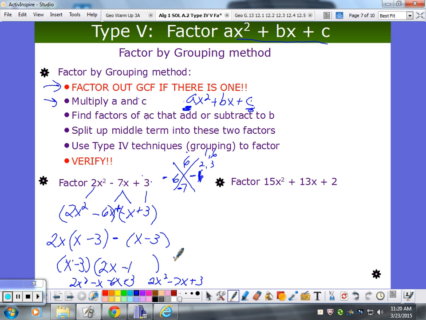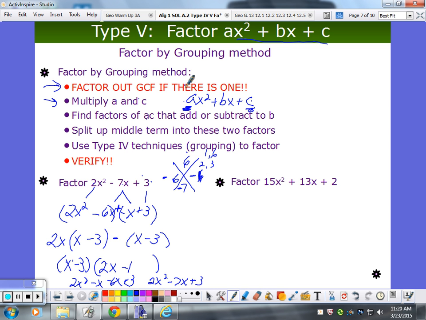All right, let's try it again. All right, again, we are on the back here, kind of on the second half of the page, factoring 15x squared plus 13x plus 2. On the left side, I have the method. On the right side, I'm doing the example.